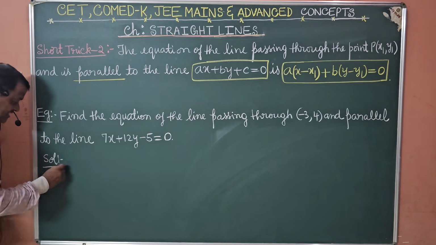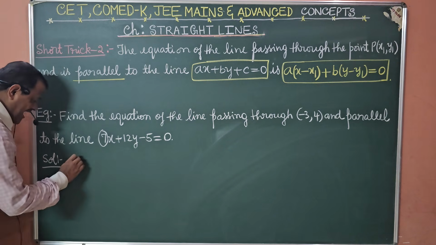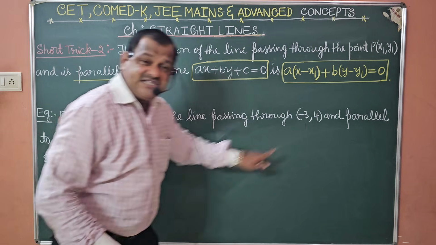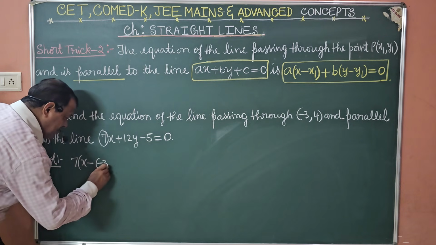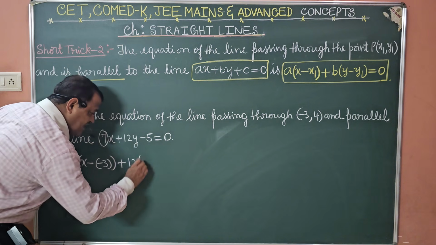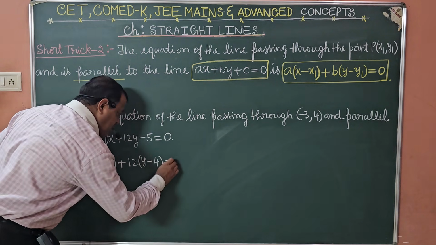Look at my answer. See, the required line is: coefficient of x is 7, keep it as it is. Then open a bracket, x minus x1, this x1 is minus 3. Then plus coefficient of y is 12 as it is, y minus y1, y1 is 4, is equal to 0.